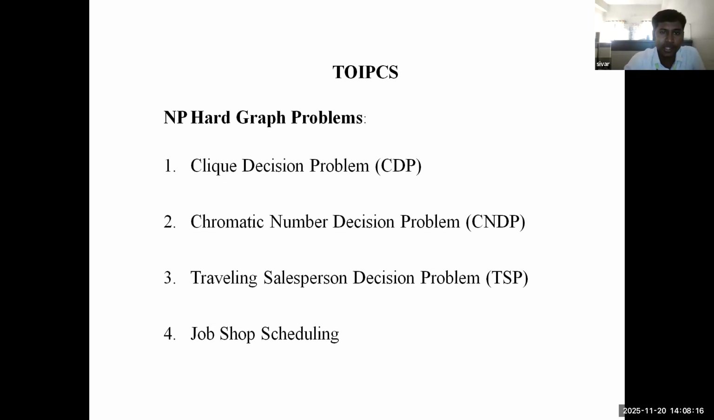Okay, these are the topics I am going to discuss now. First one is the clique decision problem, and second one is the chromatic number. Third one is the traveling salesperson problem, and fourth one is job shop scheduling. Here the question is why the clique decision problem is called NP hard, and similarly why job shop scheduling is called an NP hard problem.